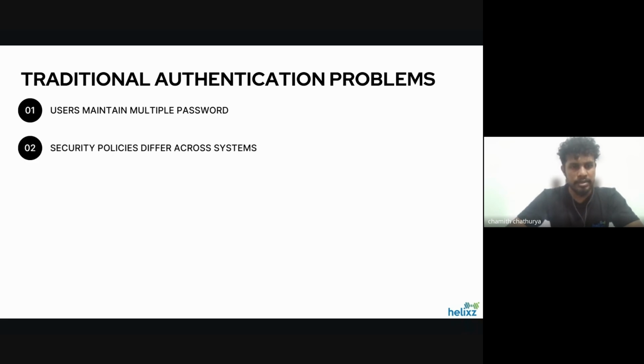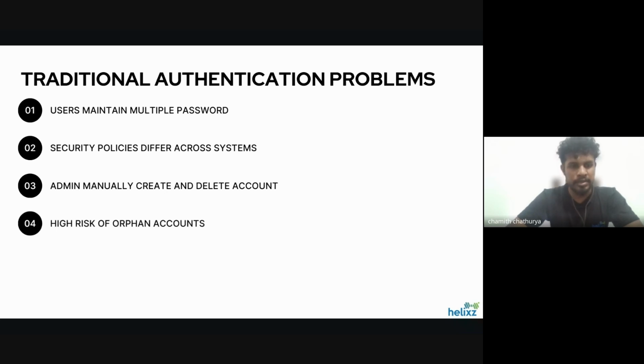Security inconsistency. Security policies often differ across various systems, creating weak links in the organizational chain. Manual administration. Administrators are often stuck manually creating and deleting accounts, which is inefficient and prone to human error. Open accounts. This leads to a high risk of open accounts: active accounts belonging to former employees or contractors that remain accessible, causing a massive security threat.